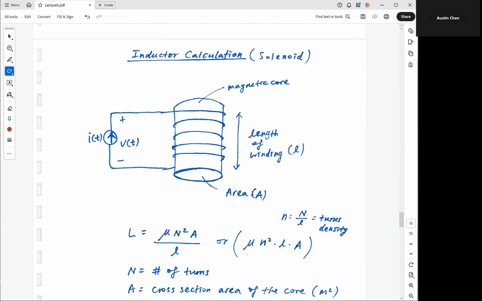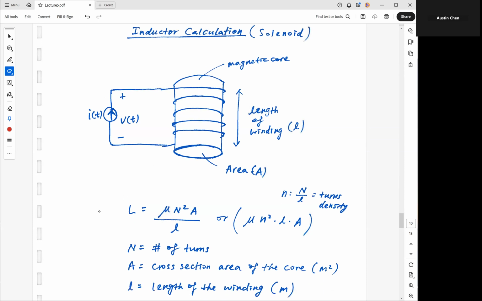So let's look at how we can calculate the inductance of a simple solenoid. You may have seen something like this in your physics class. I have a solenoid here. This is your magnetic core, and I can use some wire coil around a certain length for the winding. I also have some area corresponding to this magnetic core, and I inject current passing through this wire, and I can determine to first order how much my inductance is.